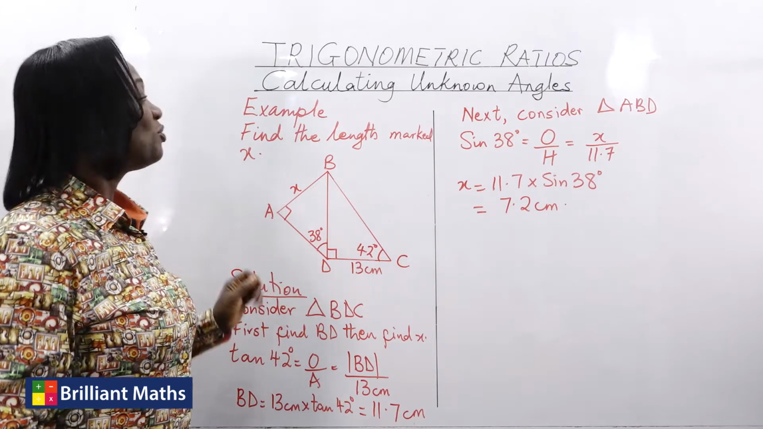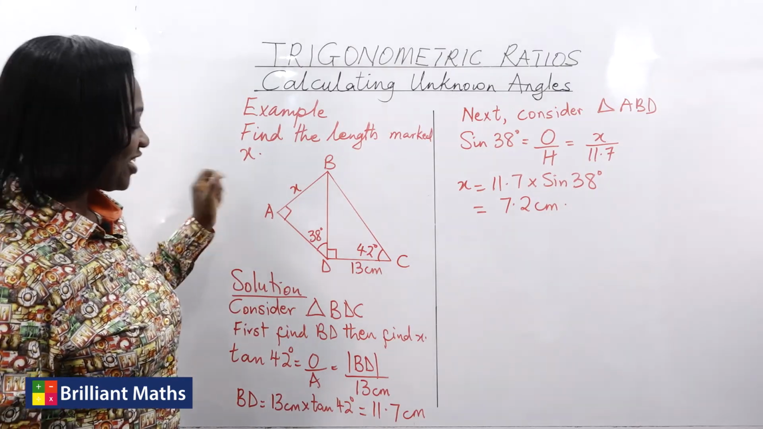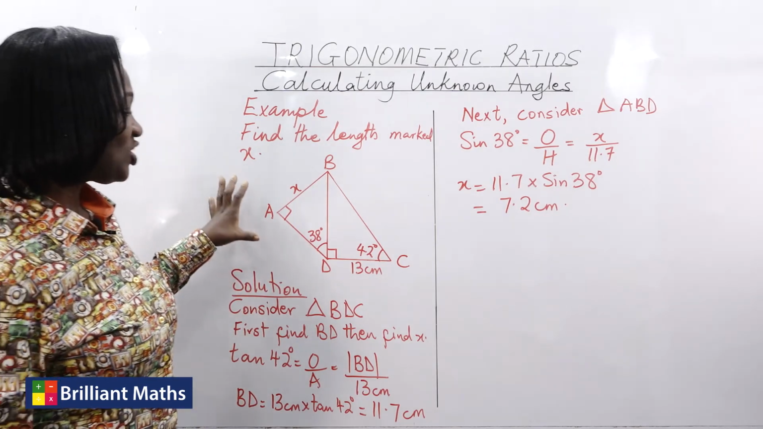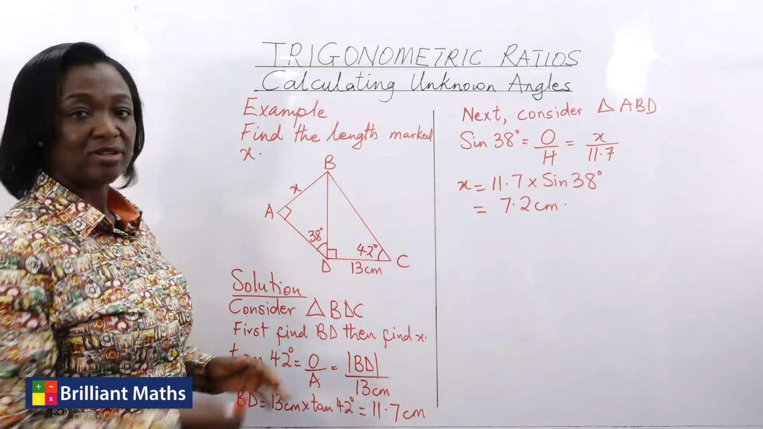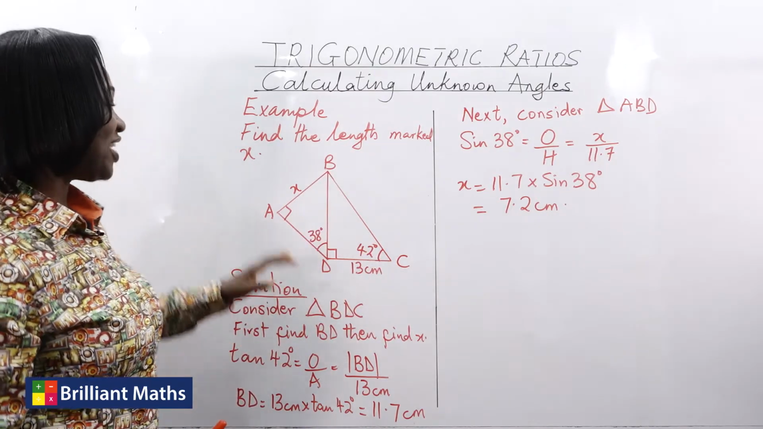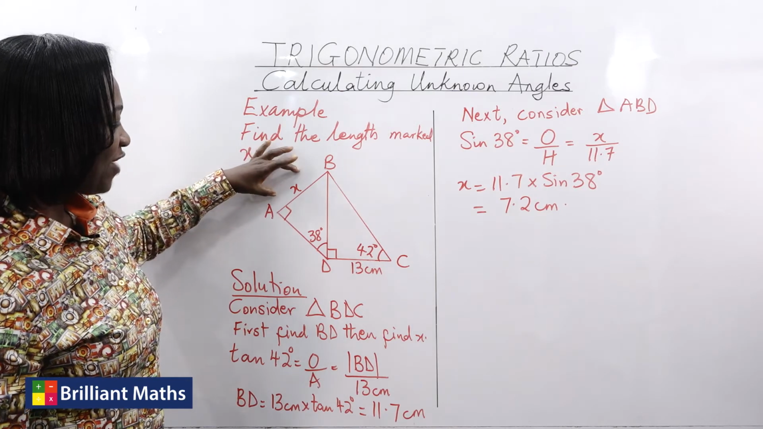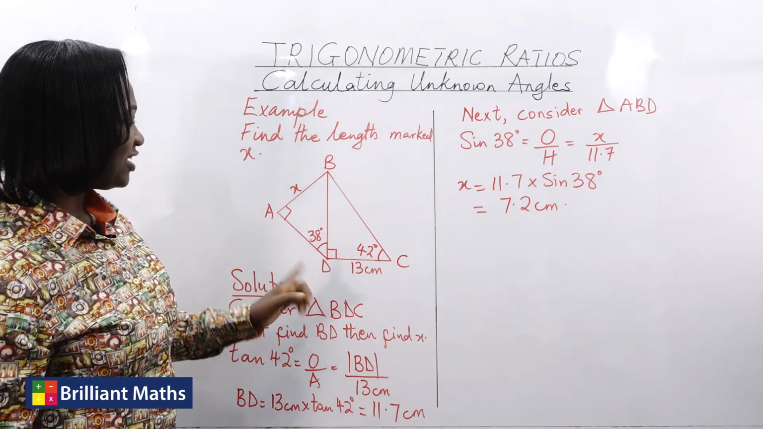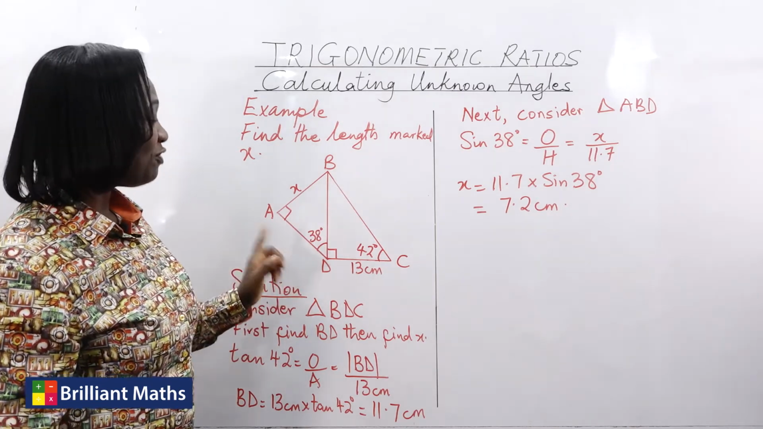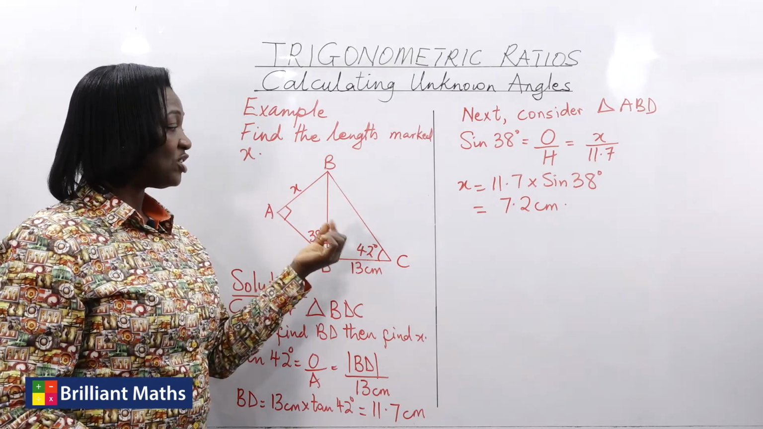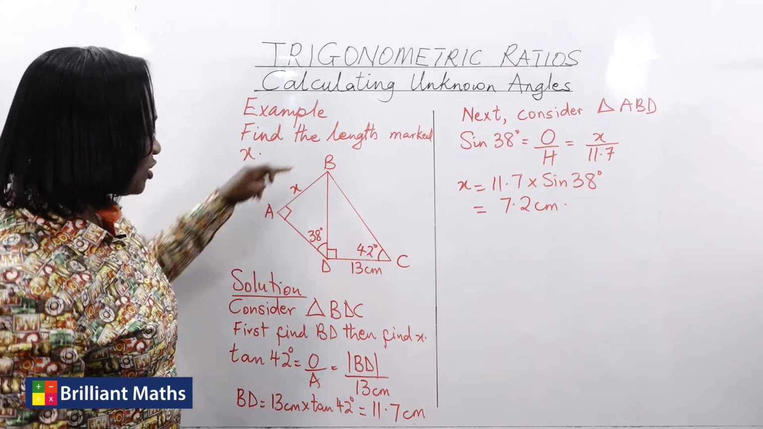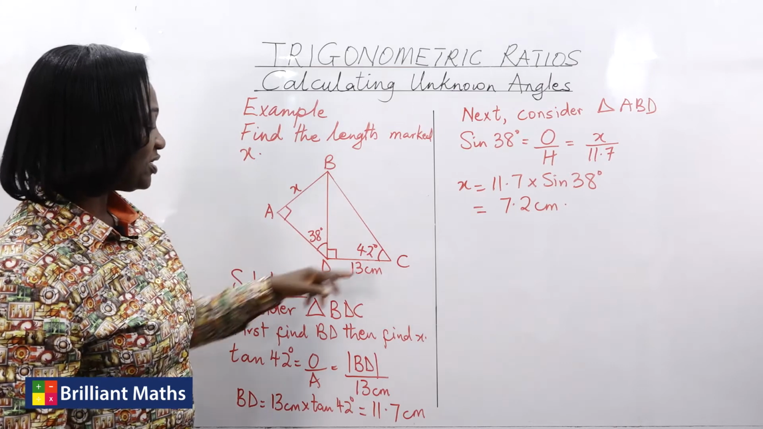In this next example, we want to find the length of x. But as you can see, we have a composite figure. This shape is actually made up of two triangles: triangle ABD and triangle BDC. We want to find the length of x, but before you can find x, you need to find either BD or AD. Which one we'll find depends on the first triangle, triangle BCD.